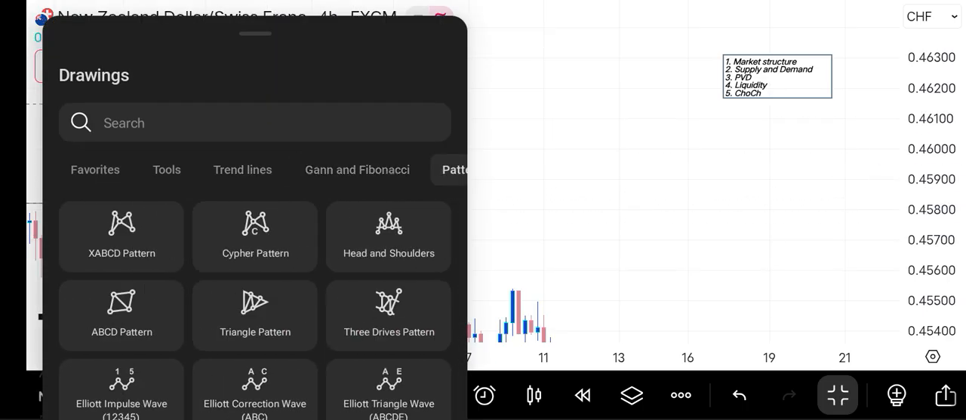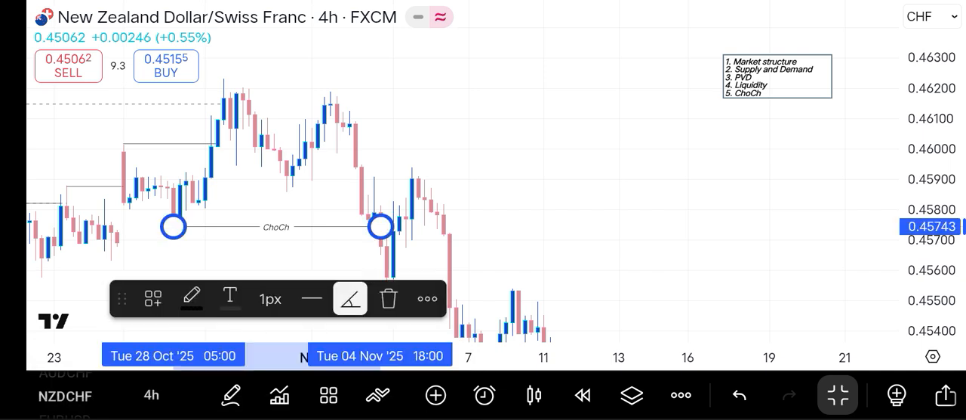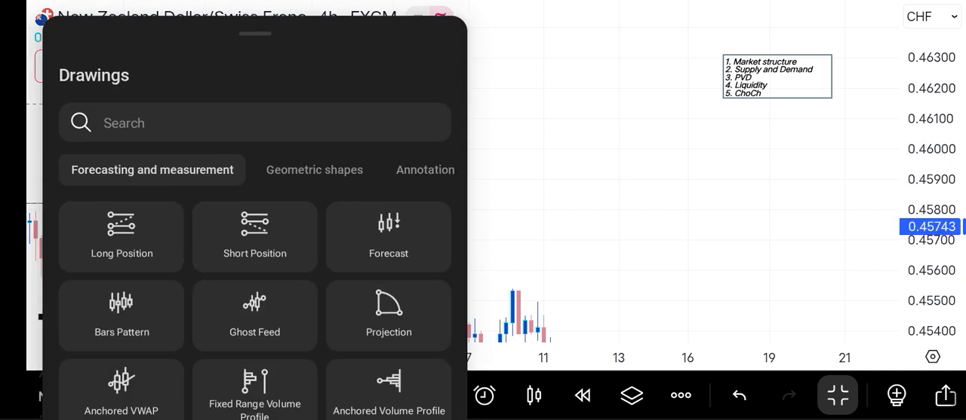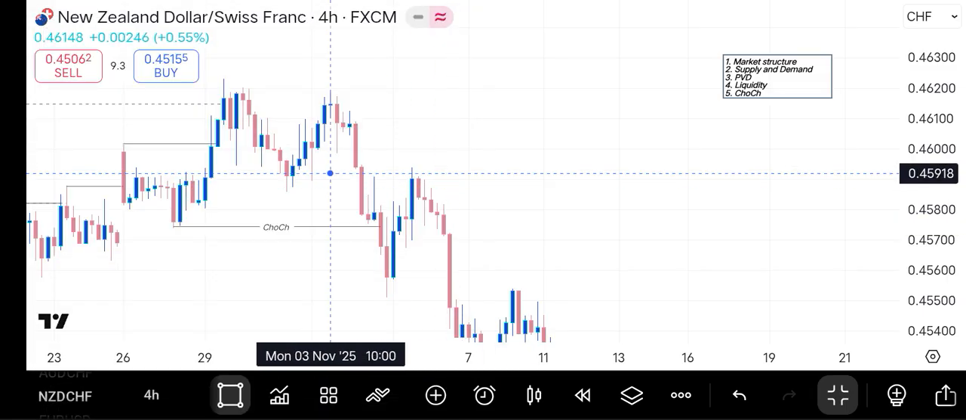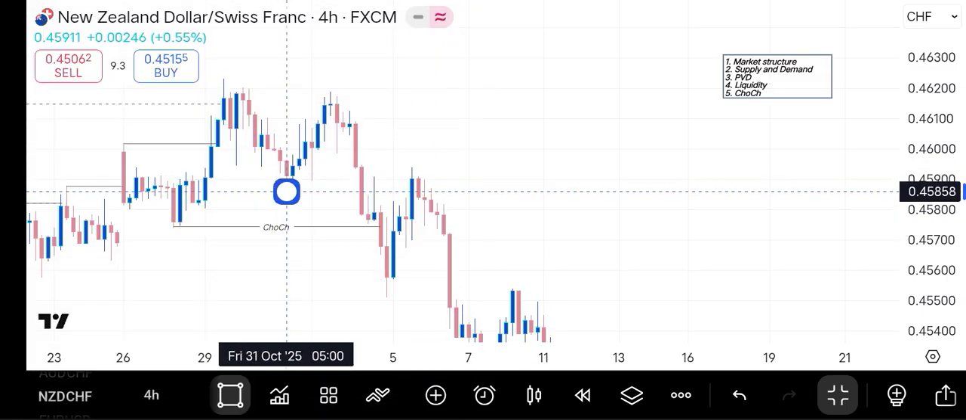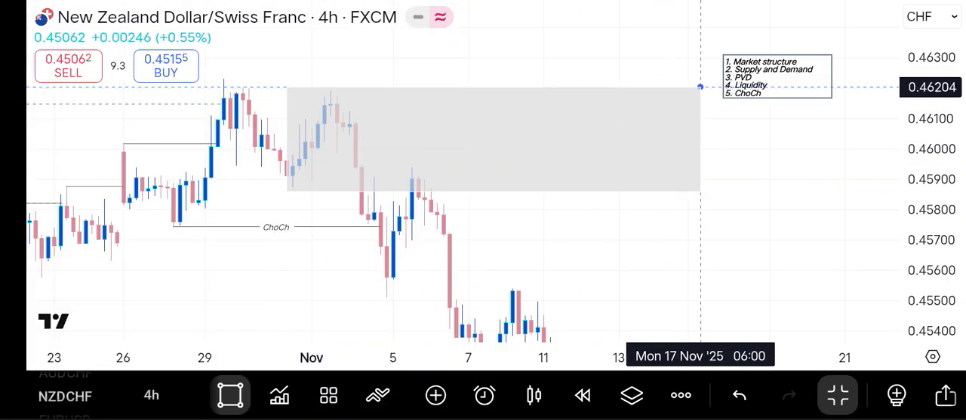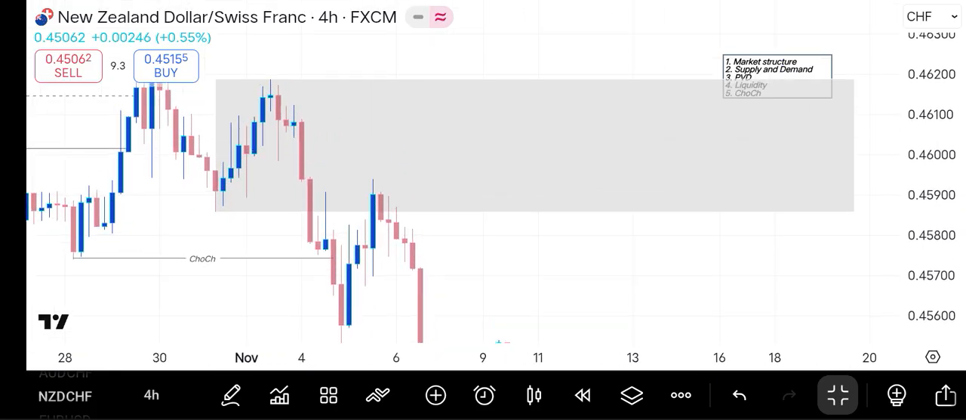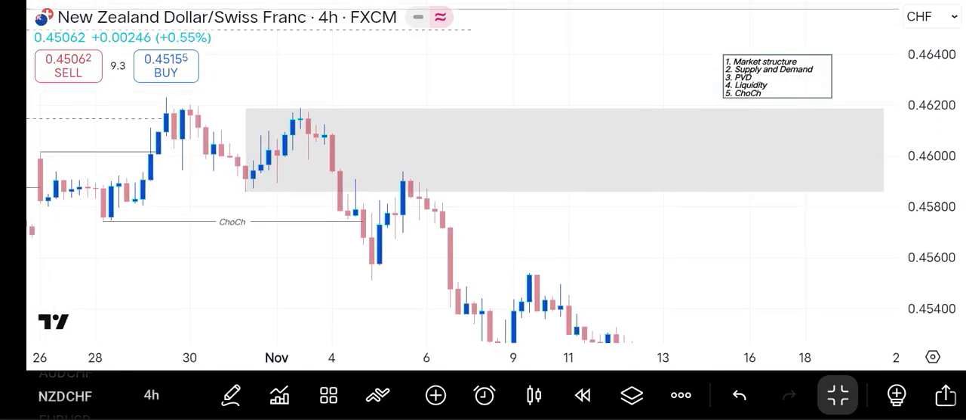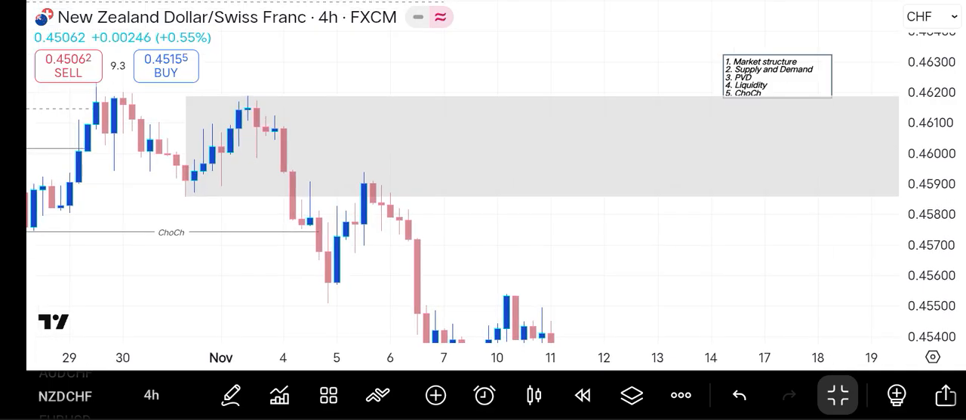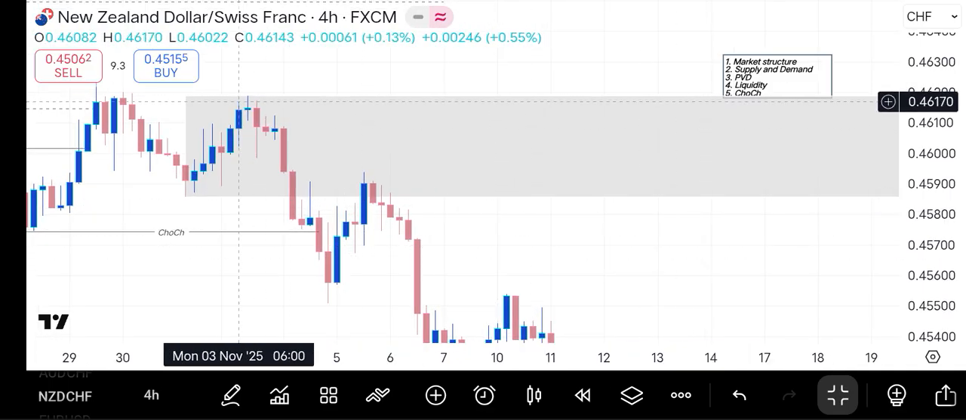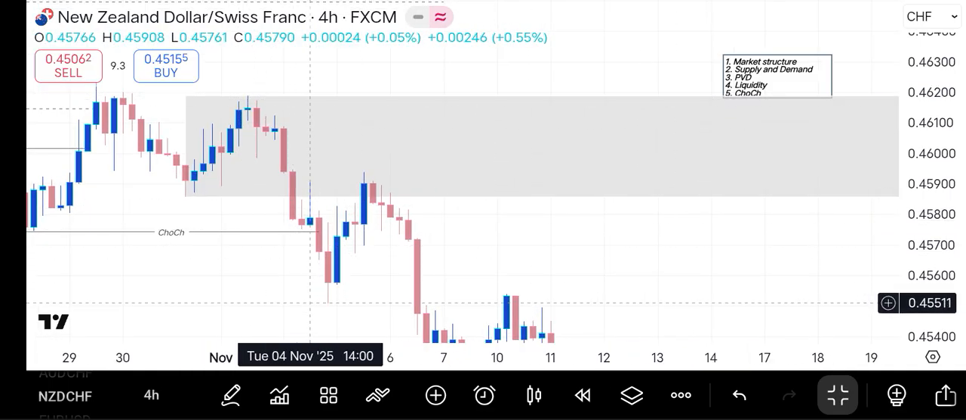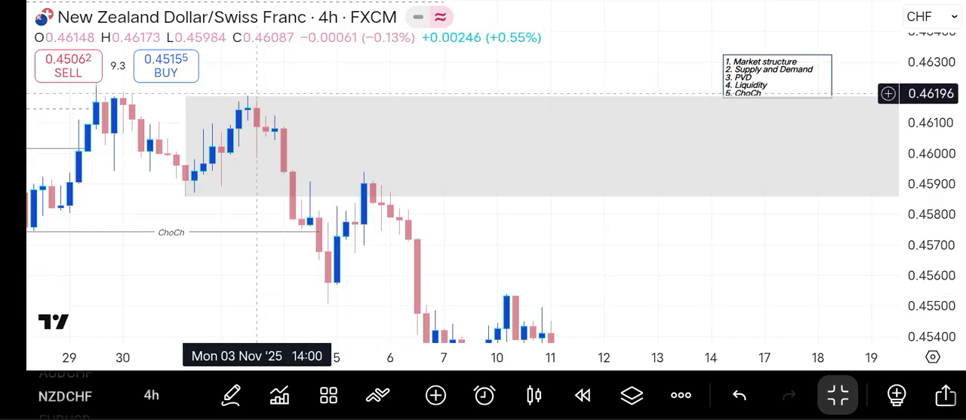And I'll show you how I took my entry. My entry was a sniper entry, guys. If you can look at this, this is your supply, right? Then I looked at this from this high to this low. I just looked at this sell.